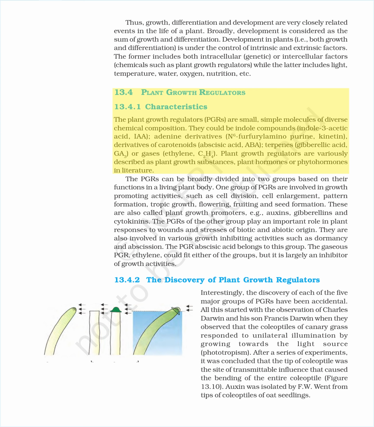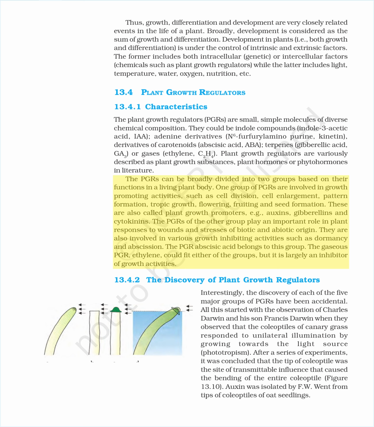Plant growth regulators are variously described as plant growth substances, plant hormones, or phytohormones in literature. The PGRs can be broadly divided into two groups based on their functions in a living plant body. One group of PGRs are involved in growth-promoting activities, such as cell division, cell enlargement, pattern formation, tropic growth, flowering, fruiting and seed formation. These are also called plant growth promoters, e.g., auxins, gibberellins, and cytokinins.